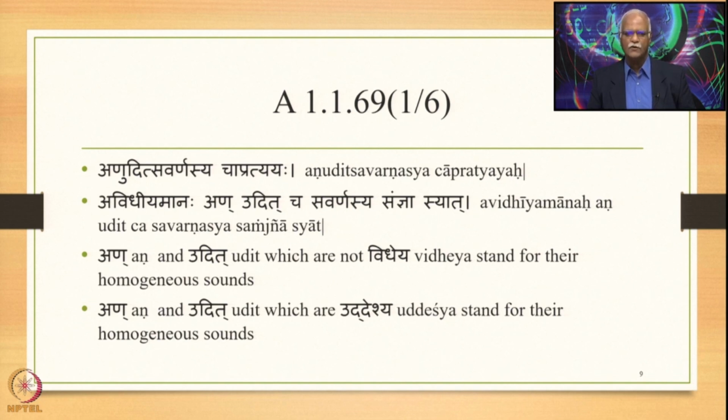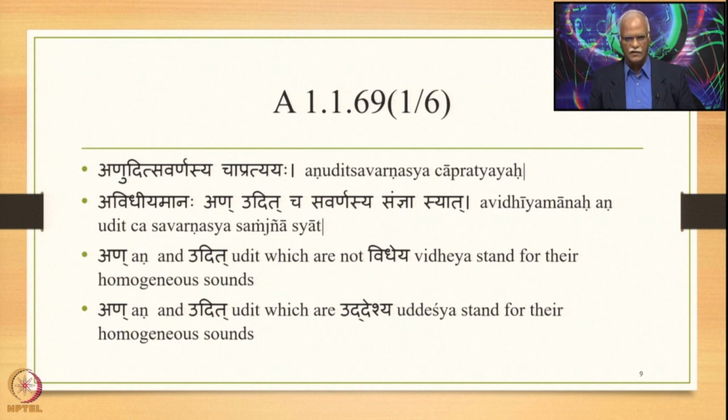So, An and Udit act as uddeshya in this particular sutra, and we say that when An and Udit are uddeshya, then they stand for their homogeneous sounds. When An and Udit are vidheya, then they do not stand for their homogeneous sounds. Vidheya is something that is stated anew. Uddeshya is something that is already known. Vidheya is stated with reference to what is already known.